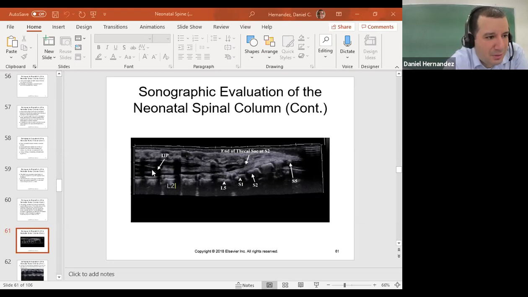You can see also this cone is lying more anteriorly because this baby is prone. You can see the end of the thecal sac here at S2.